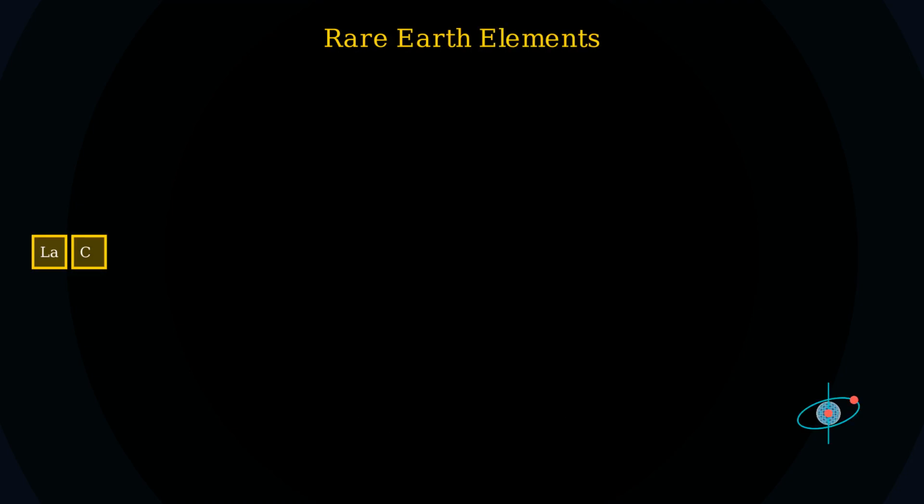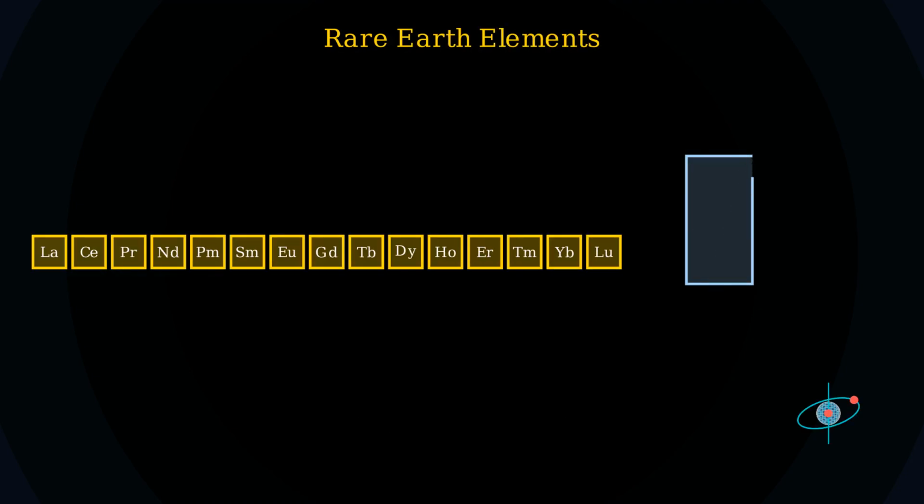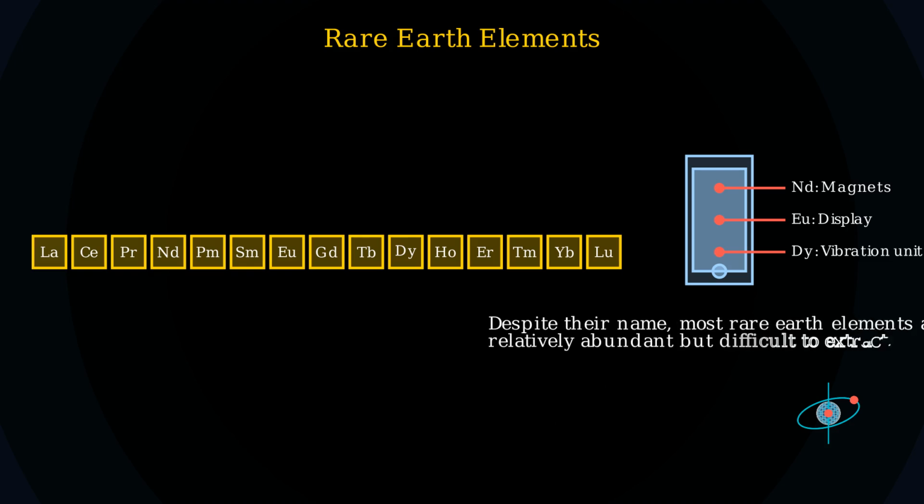Rare earth elements, a group of 17 elements in the periodic table, are crucial components in modern smartphones and other electronics. Elements like neodymium, europium, and dysprosium enable features such as vibrant displays, powerful speakers, and vibration motors.